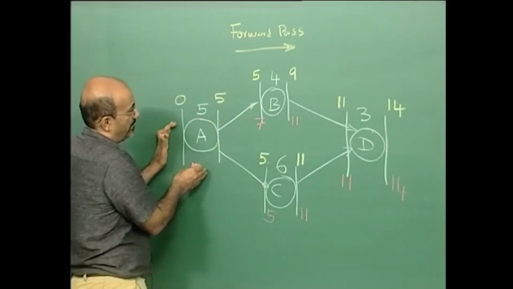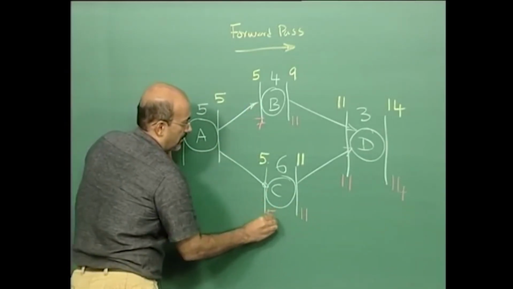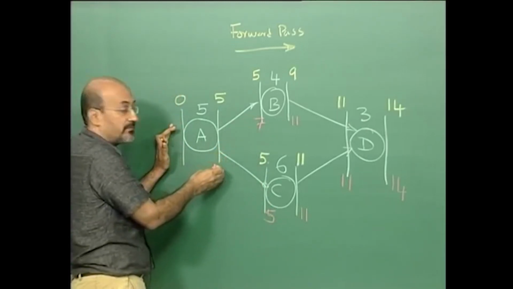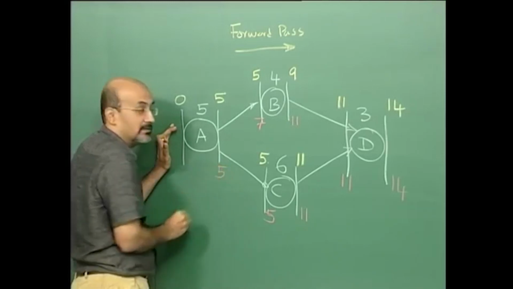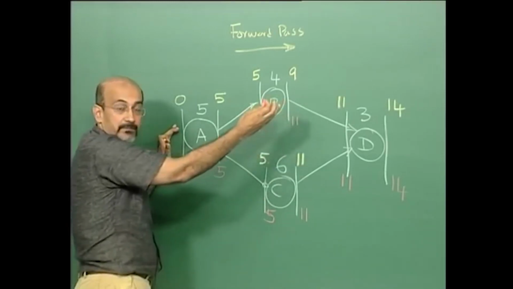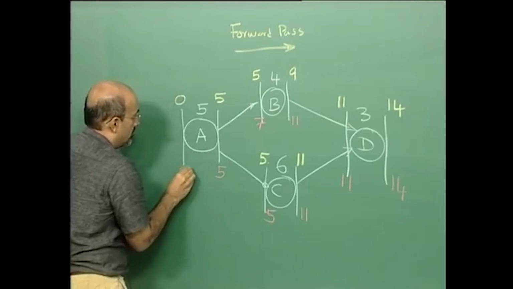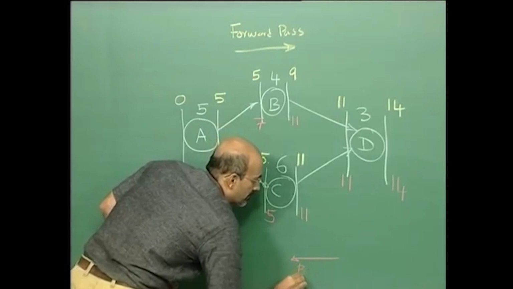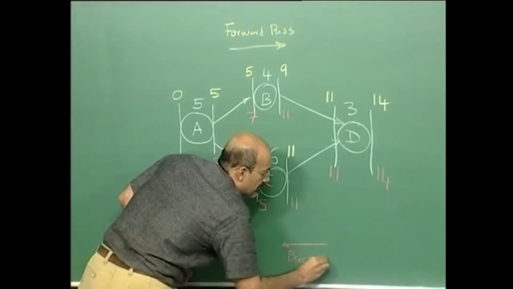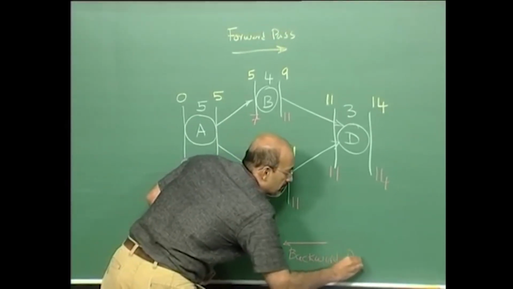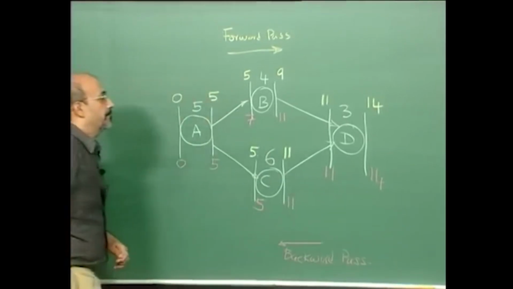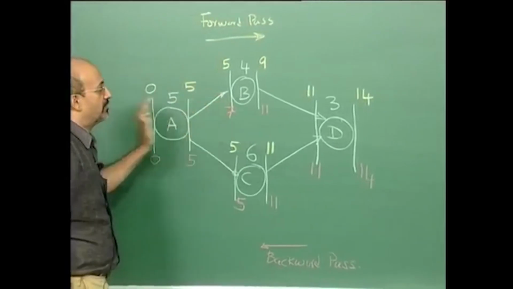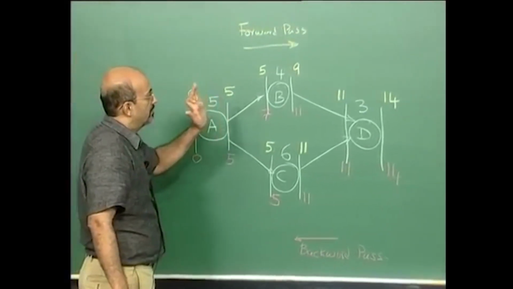Now I come to A. I have 5. What is the latest A can finish? 5. If I finish after 5, what happens? C gets delayed. And 0. So this is the backward pass. So we did the forward pass to find early start and early finish, and the backward pass to find the late times.